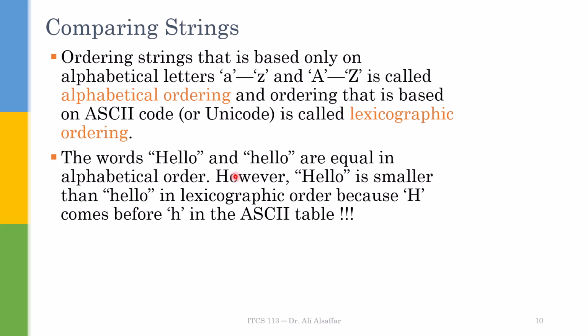So how does the computer compare strings? It compares strings letter by letter. First, it will check H with H. If they are in alphabetical order, it goes to the next letter, E and E, and then L and L, and so on. In lexicographical ordering, the word hello with a capital letter comes before the word hello with a small letter. So we say that hello with a capital letter is less than hello with a small letter.